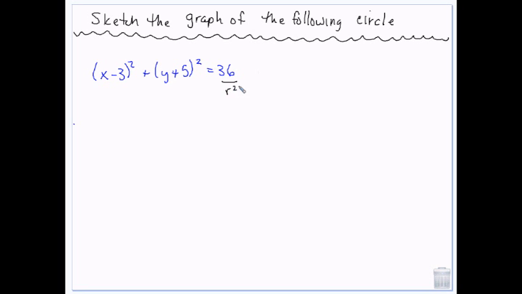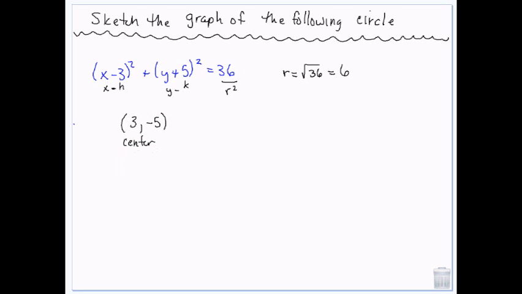Okay, this is r squared. So our radius is the square root of 36. So that makes our radius 6. Okay, got it. This is our center. This is h. This is k. But remember, it's x minus h, y minus k. So if this is negative, our center is positive, and if it's positive, it's negative. So here's our center. Okay?